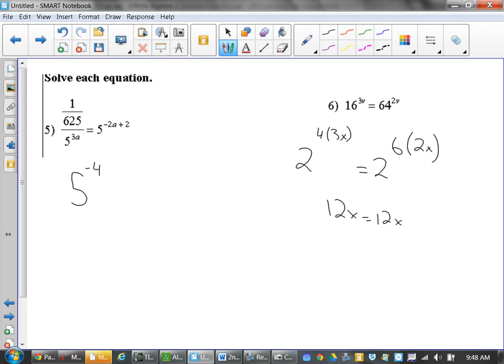Since I'm dividing by 5 to the 3a, if I bring that up, it becomes times 5 to the negative 3a, which equals 5 to the negative 2a plus 2. Now, on the left-hand side, do you have the same base? Yeah. With different exponents, and I'm multiplying, which means I add my two exponents together. So that's the exact same thing as saying 5 to the negative 3a minus 4 equals 5 to the negative 2a plus 2, and now the exponents drop.